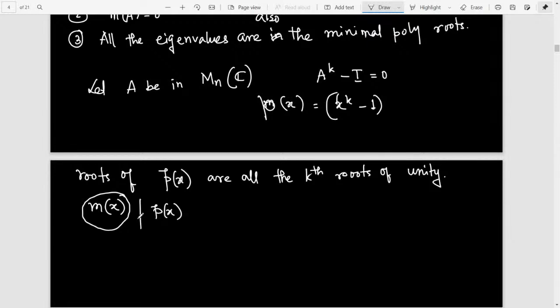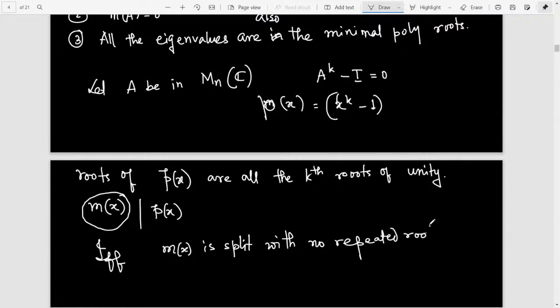How do you understand what to do with this information? You know that a matrix is diagonalizable if and only if m(x) splits with no repeated roots. Now from here, can you guarantee that your m(x) will not have any repeated roots?